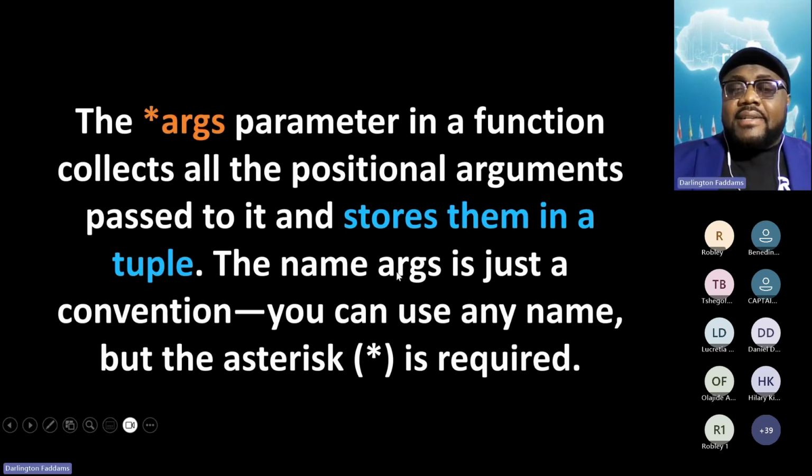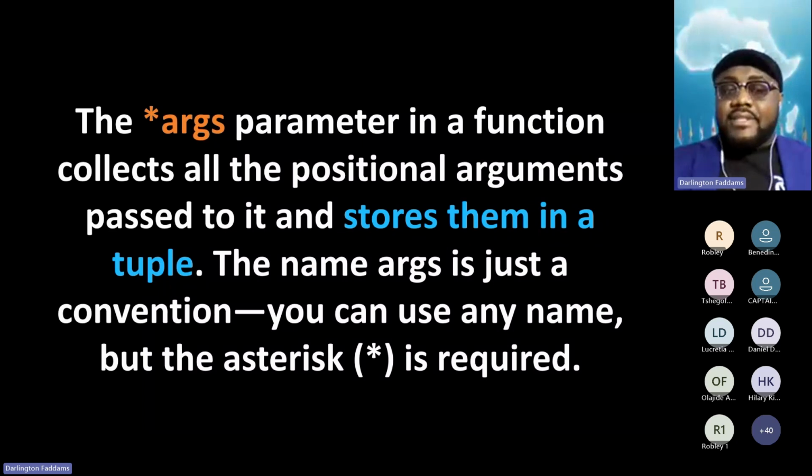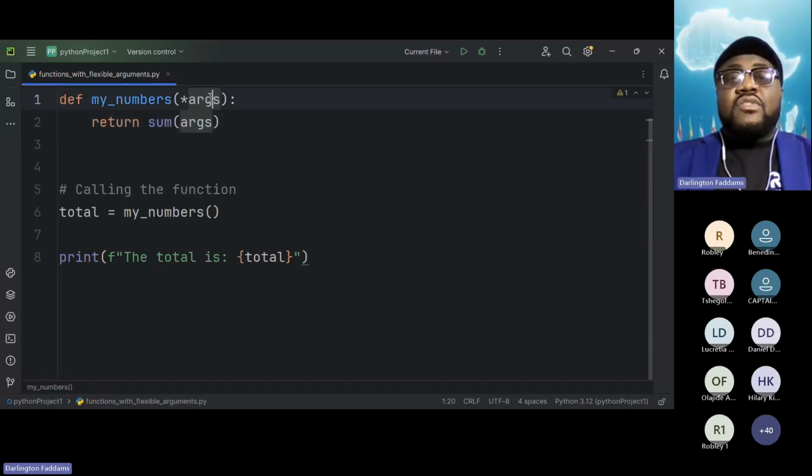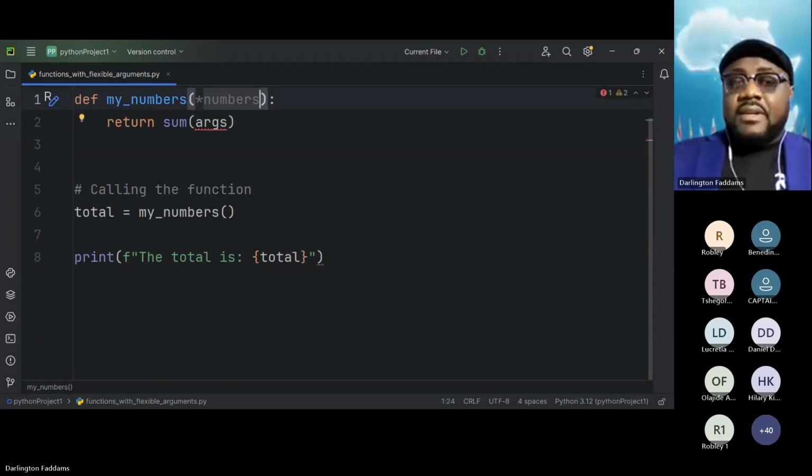Now, the name asks is just a convention. You can use any name, but the asterisk is required. So anytime we say star asks, the asterisk is very, very important, but the name you provide here is open. Just that in the Python community, most people call it asks, and it has become a naming convention that everyone uses. So most of the time, we just call it star asks. This is not to say that if you say star numbers, it won't work. It will work.